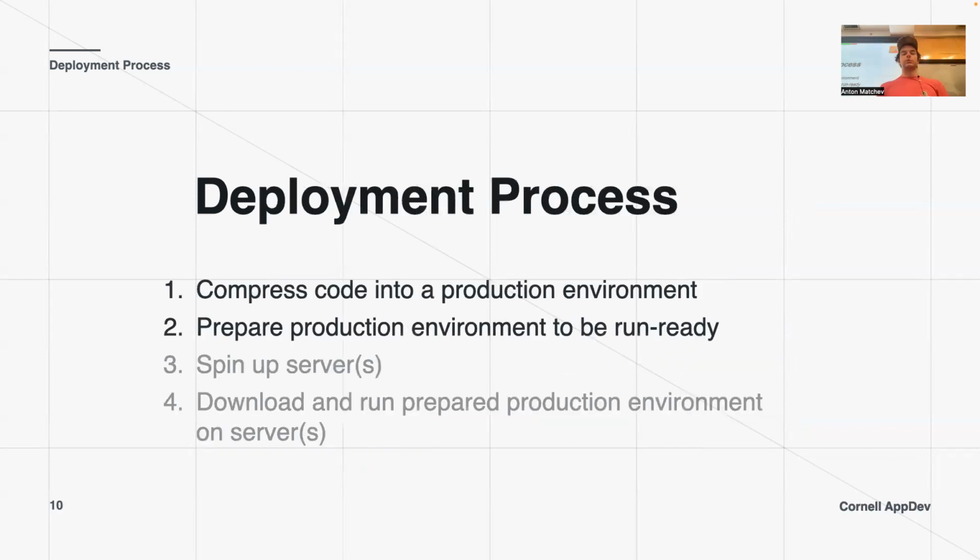Now we're going to get to the deployment process. It's composed of 4 big steps. And this week, we're going to cover the first 2 of them. The first part is compressing code into a production environment. And the second part is preparing the production environment to be run ready.